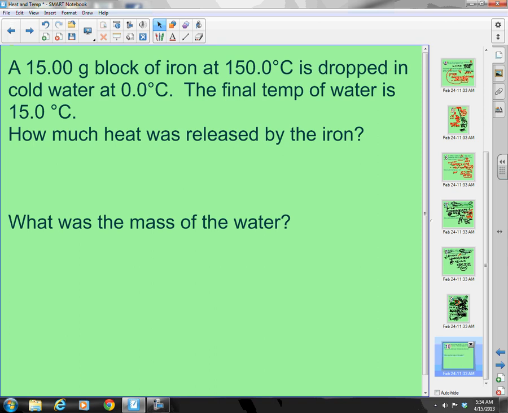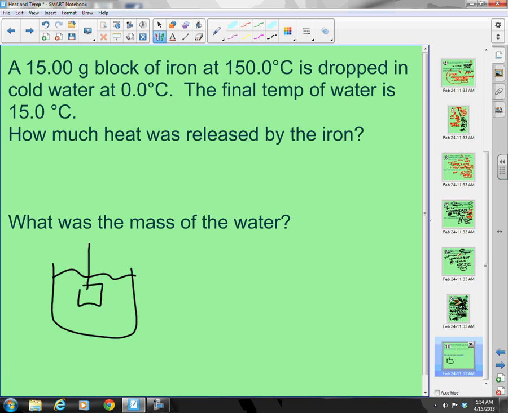All right. What always helps me to do these things is I want to see a picture. I have a hard time without having the picture here. A 15-gram block of iron, so I'm going to drop a block of iron in here. It's going to be 15 grams. So here's my iron. And a block of iron at 150, okay, so that means that's my initial temp equals 150 Celsius. For my last question, I know that the C sub P of iron is 0.44 joules per gram Kelvin.